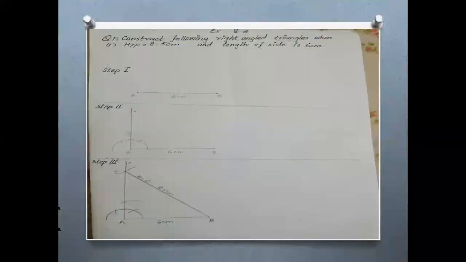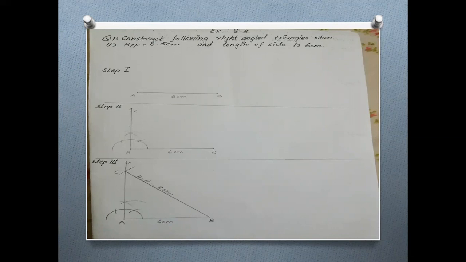In 8.2, question number 1, there are 3 parts. Construct the following right angle triangles when the hypotenuse and the length of one side are given. One side means we will take the base. The base is given and the hypotenuse is given in all 3 parts. I have done only one part for you. The remaining B and C parts, you will do by yourself.